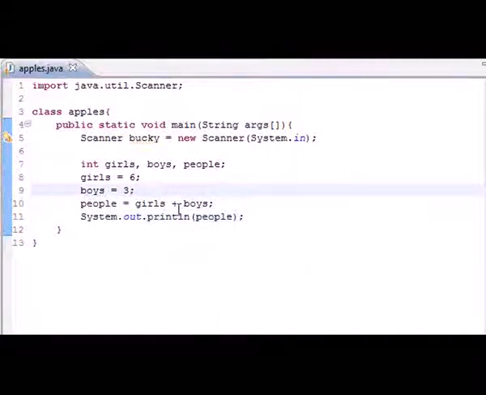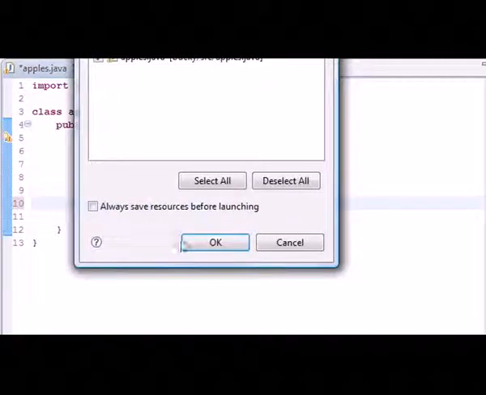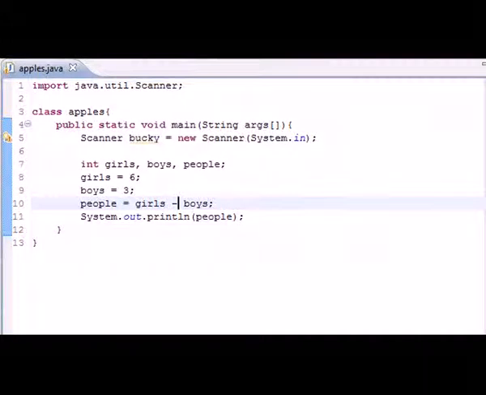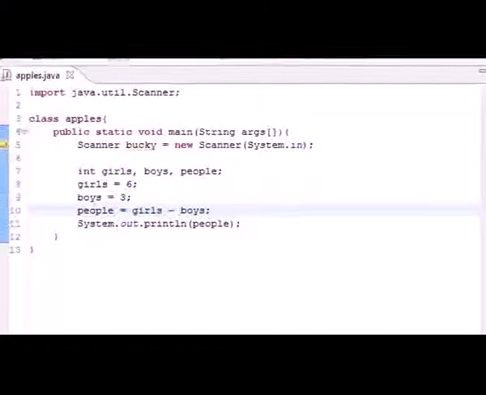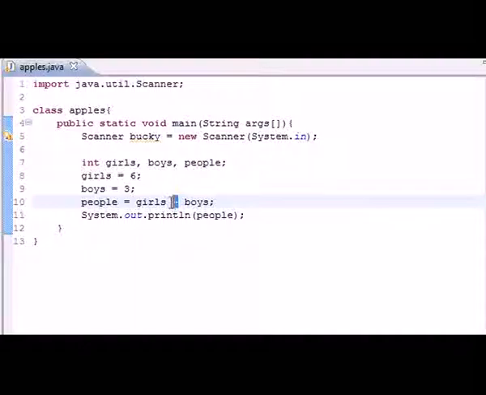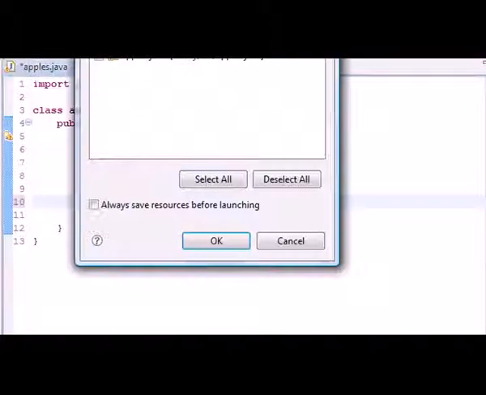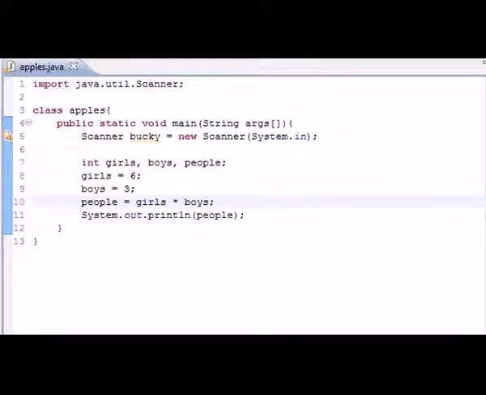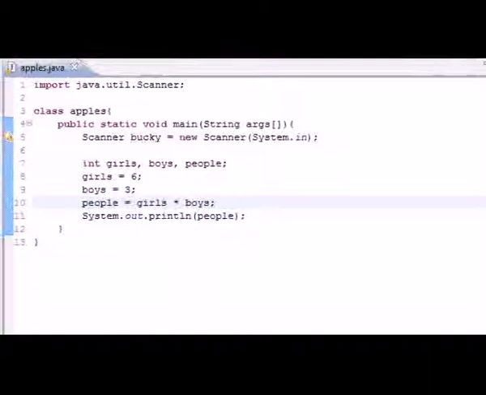But addition isn't the only thing you can use. You can use minus or subtraction to get the difference, which 6 minus 3 is 3. You can also do some other cool ones. The symbol for multiply is actually the asterisk, which is that little symbol above the 8. So whenever you want to multiply, make sure to use that. As you can see, 6 times 3 is 18.